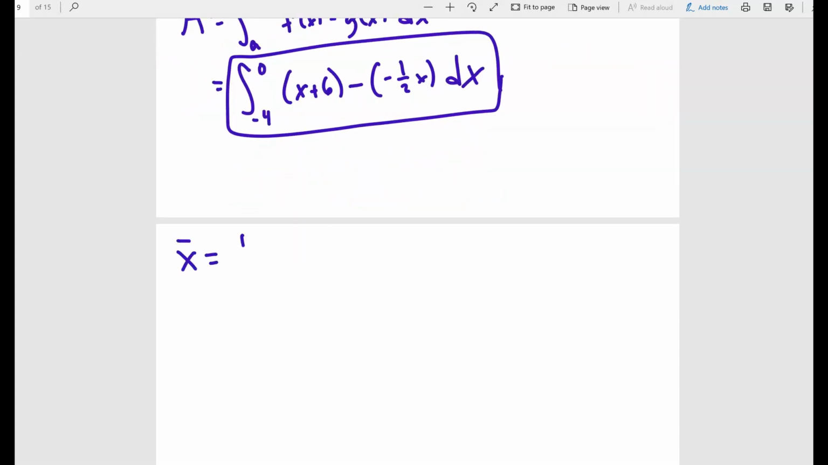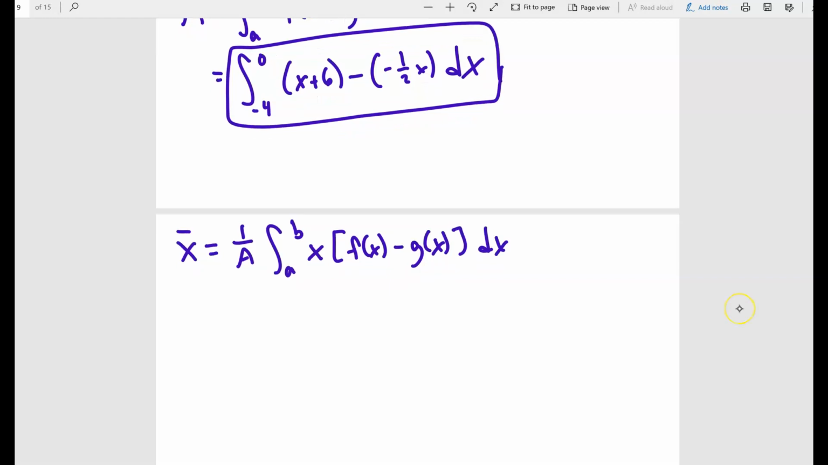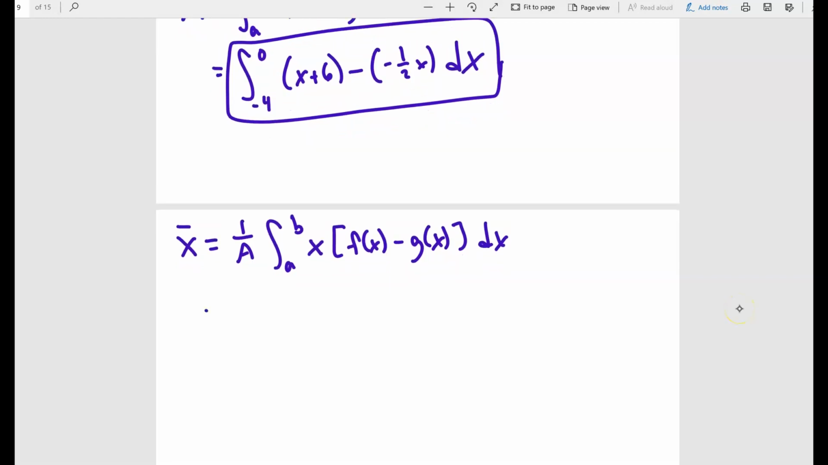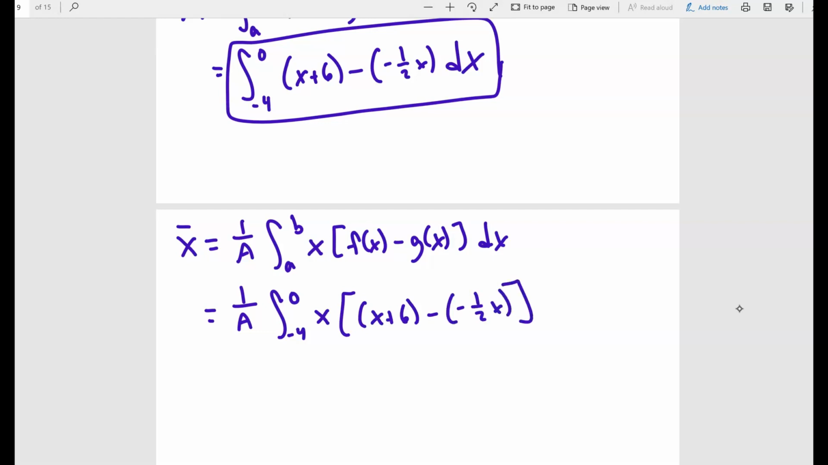Now let's figure out what x bar should be. X bar is going to be equal to 1 over a integral from a to b of x times f of x minus g of x dx. Okay, so now all we got to do is just plug everything in there. So it's going to be 1 over a, whatever a was, integral from negative 4 to 0, x times f of x, which is equal to x plus 6, minus g of x, which is going to be negative 1/2 x, dx. Okay, this will be setting up.